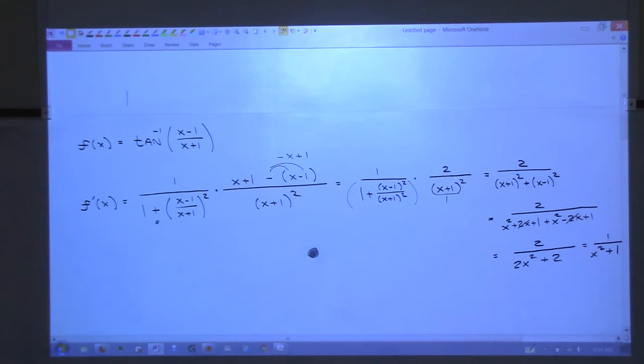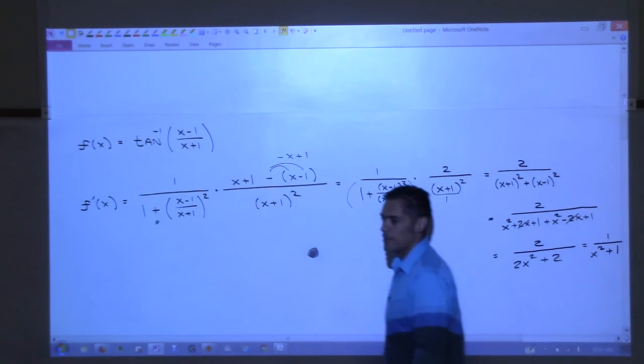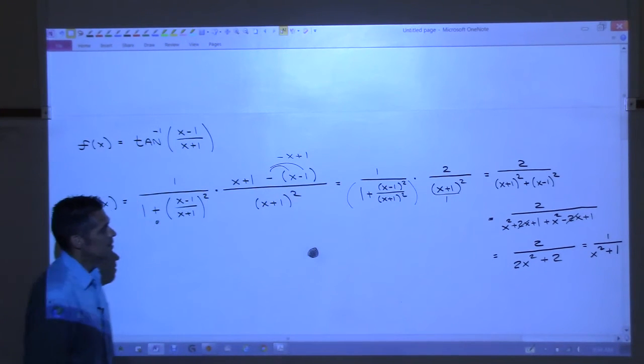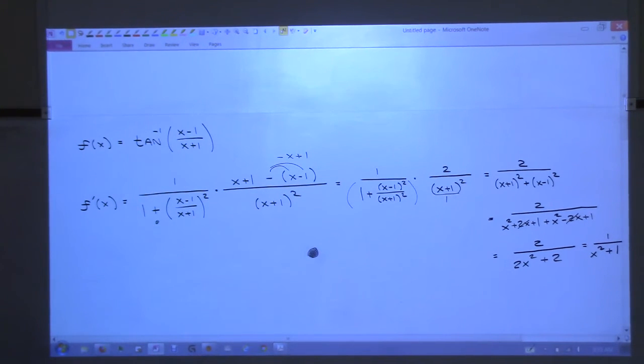That's the derivative. Kind of weird, actually. That's the derivative of tangent of x, isn't it? Yeah, or arctangent of x. Okay. It's just because of the way the problem was written. All right, there it is. Good? Questions?